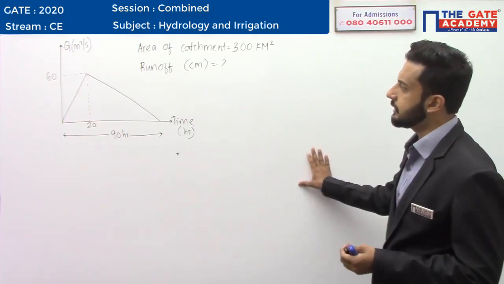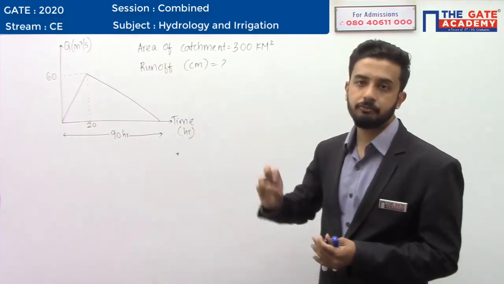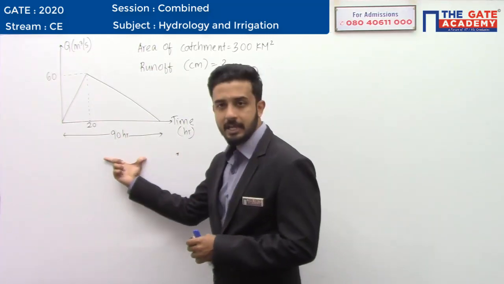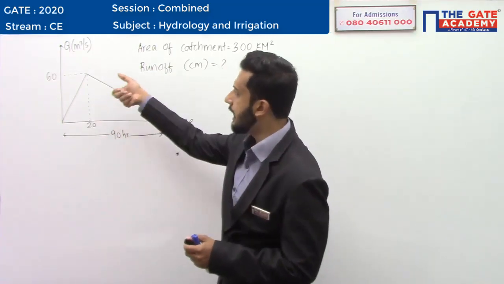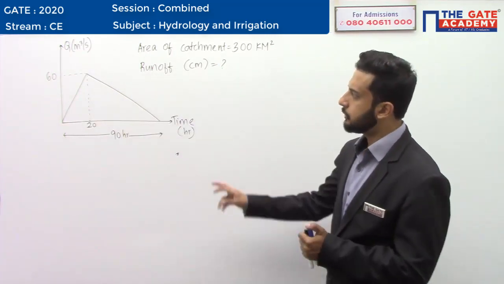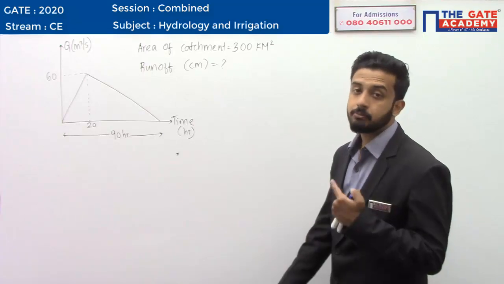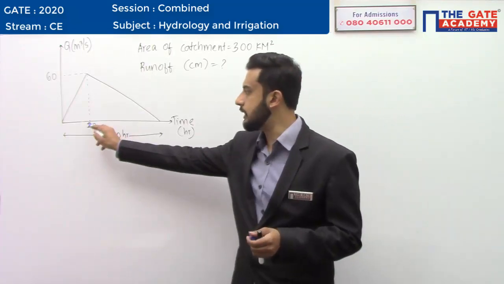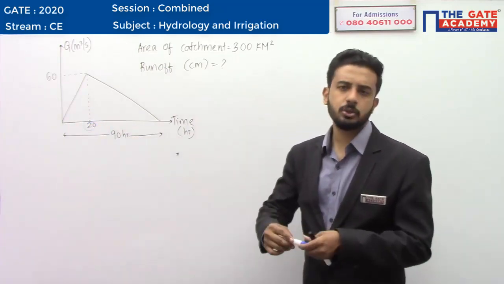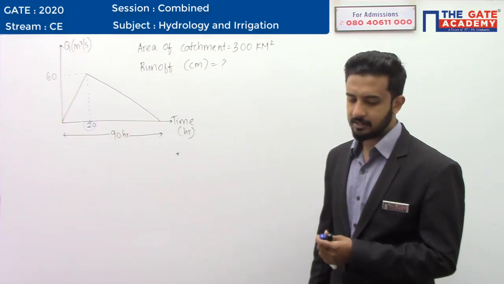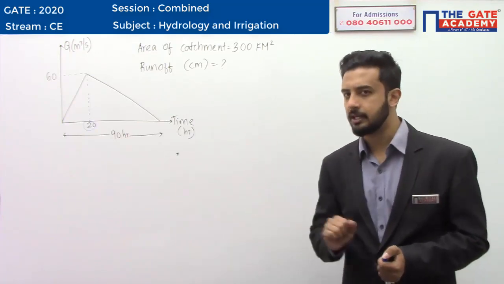They have given the data of a direct runoff hydrograph. They mentioned that the base period is 90 hours and the peak flow is 60 meter cube per second. They told that the peak is happening at the 20th hour also. This data is actually not required for us. Just to confuse you, they have given the same type of question we have done in the classes also.